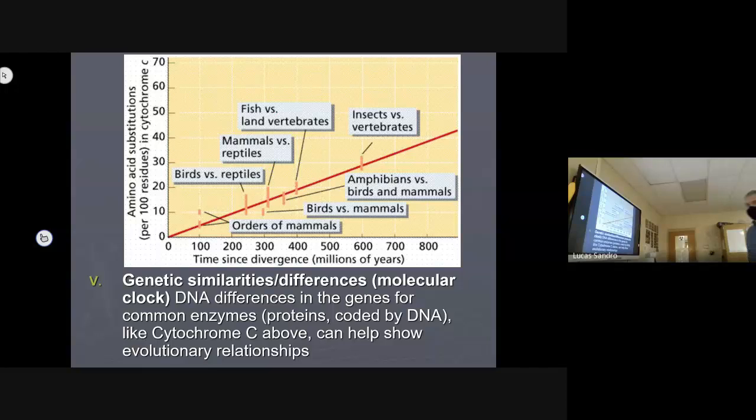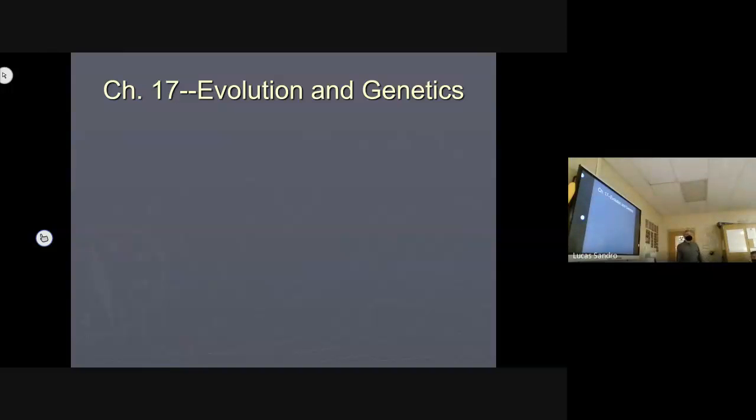But so what we've been doing is pursuing different lines of evidence for evolution: fossils, structures in living things, and then molecular evidence. We'll get more into molecular evidence later when we get into cladograms. But let's shift gears a little and start talking about the genetic basis of evolution and how it affects the gene pool.